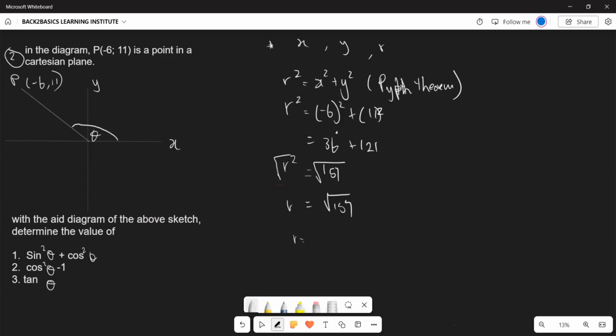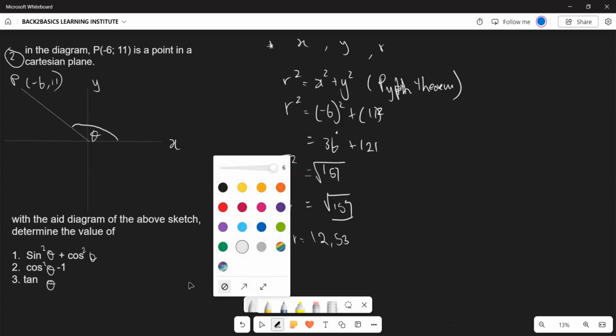Your r is given by root 157 altogether. That's your value of r, right? But for the sake of this problem, we are going to use it in standard form, because the decimals are going to give us problems, right? Now, let's start answering number 1.